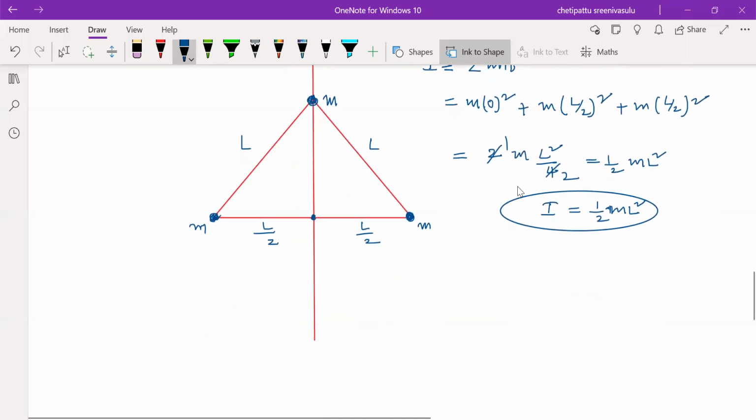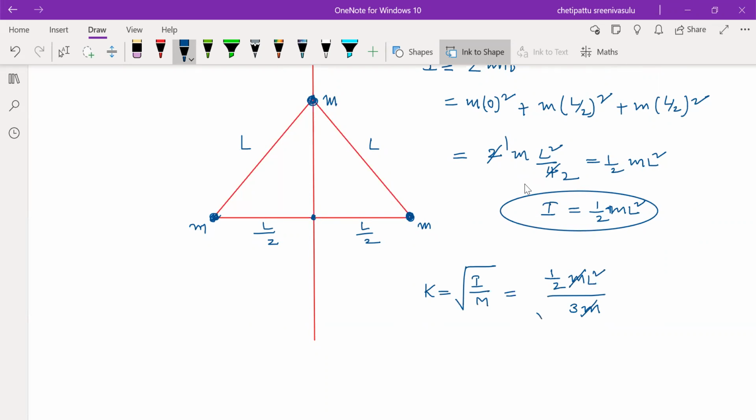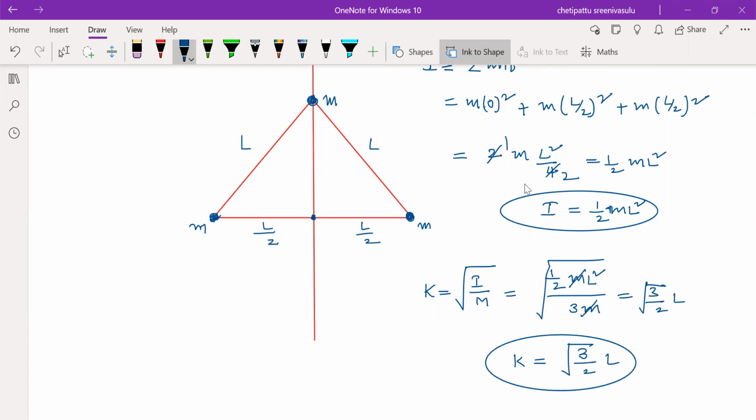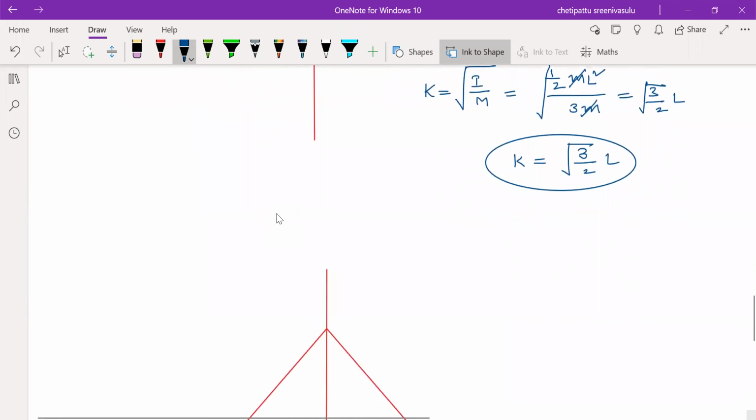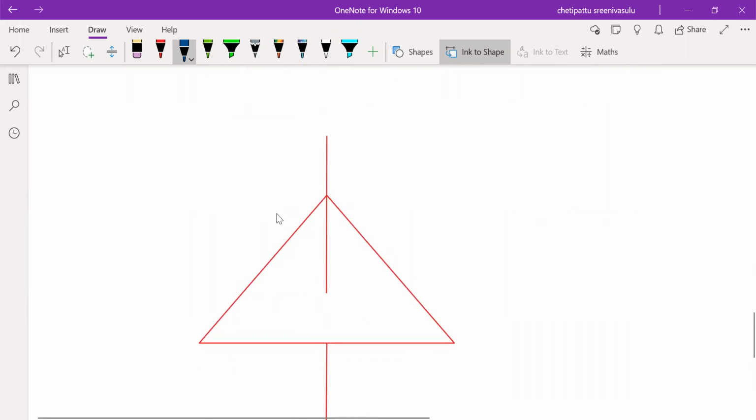What about radius of gyration? Radius of gyration, we know very well, k equals root of I upon m. So I value is ml square, upon total mass which is 3m. m gets cancelled. Now it will be root 3 by 2 L. So radius of gyration is k equals root 3 by 2 L. This is the radius of gyration.